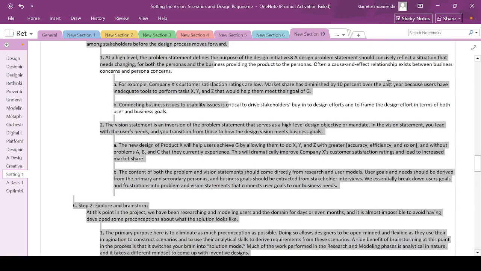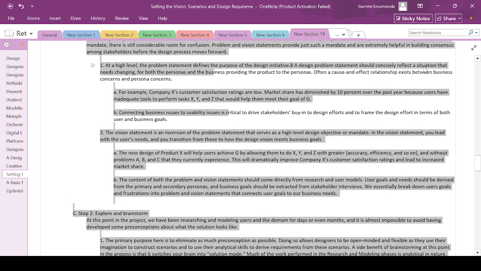A design problem statement should concisely reflect a situation that needs changing for both the personas and the business providing the product to the personas. So it's about bridging the gap, or noticing the change, or the transformation that should happen based on the persona that we've got and our business goals, while also balancing those two desires. Often a cause and effect relationship exists between business concerns and persona concerns.